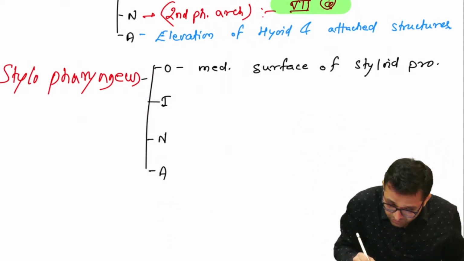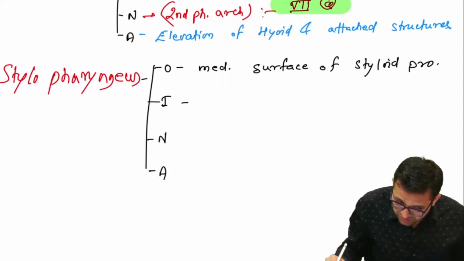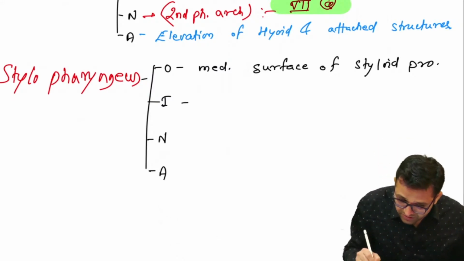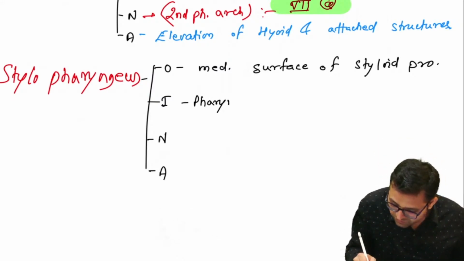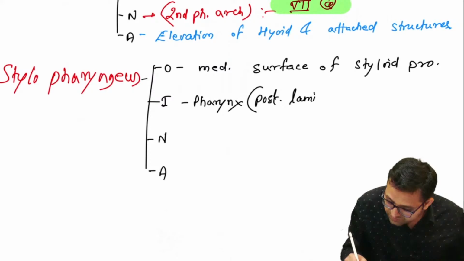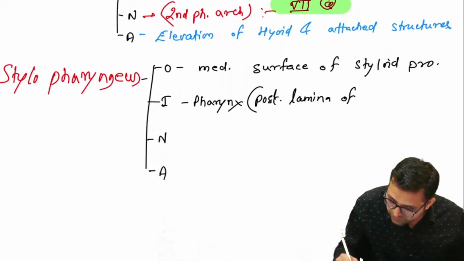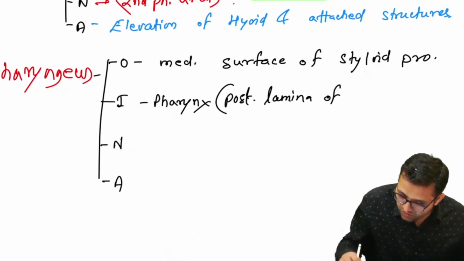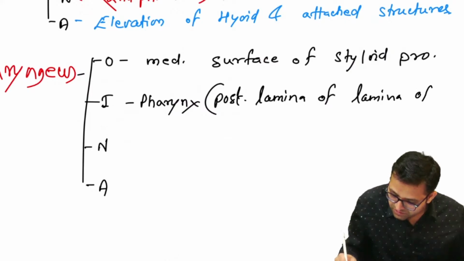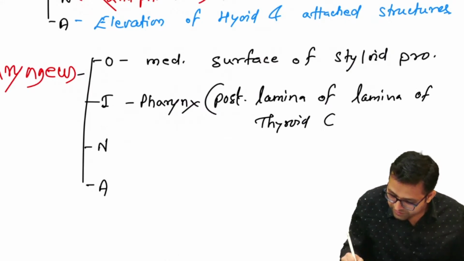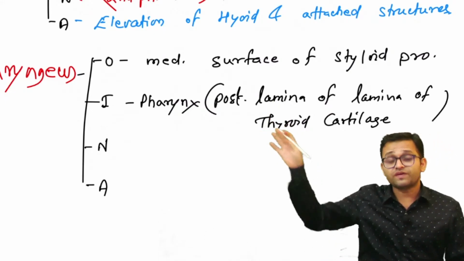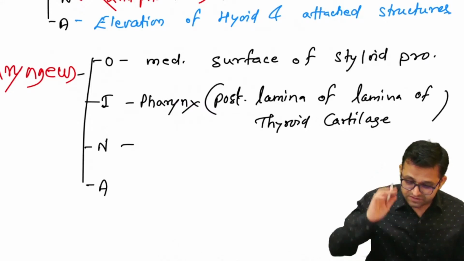These are the points. Now, where it is getting insertion, so remember it is inserted on the posterior border of the lamina of the thyroid. Okay, but you can remember simply the pharynx. So that stylopharyngeus, better to say posterior lamina, you can say the oblique lamina of thyroid cartilage. Okay, sir, fine. Otherwise pharynx. So that's stylopharyngeus. We are going to talk about the nerve supply.